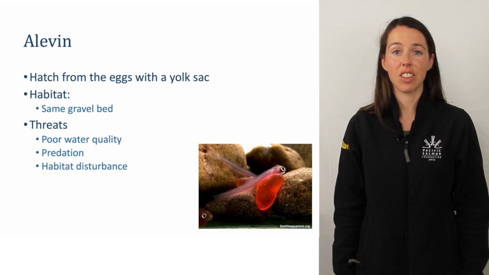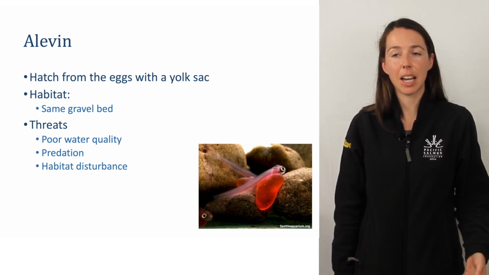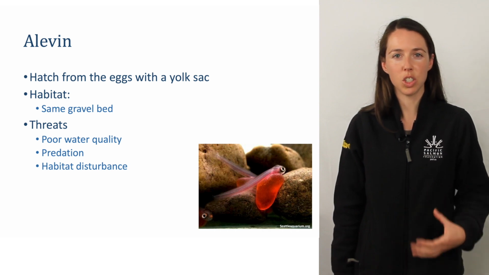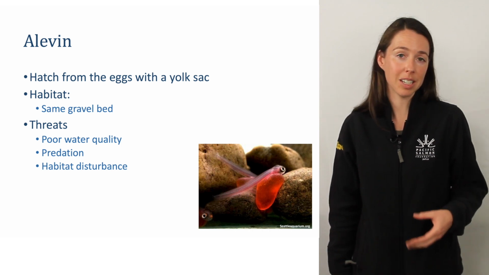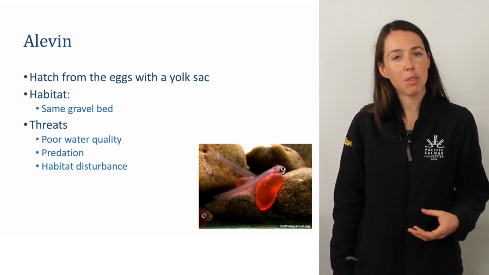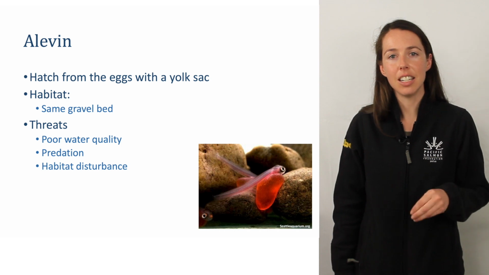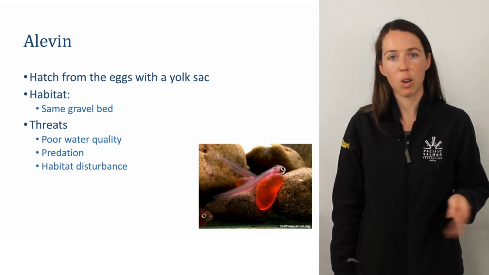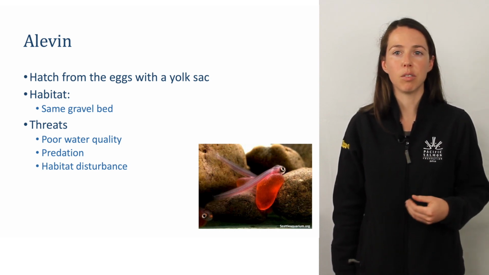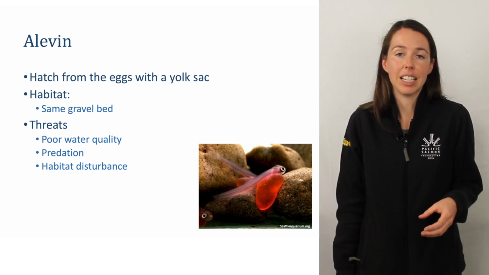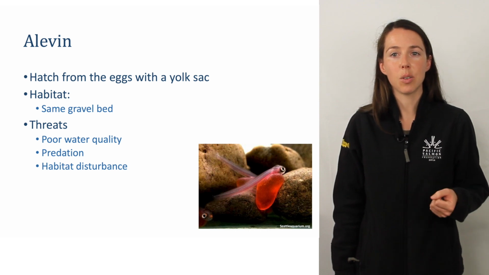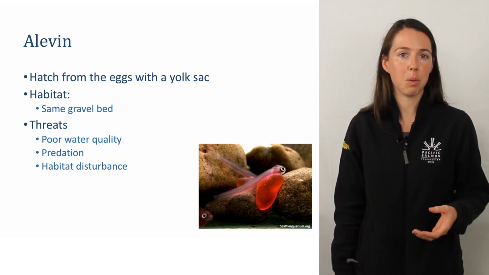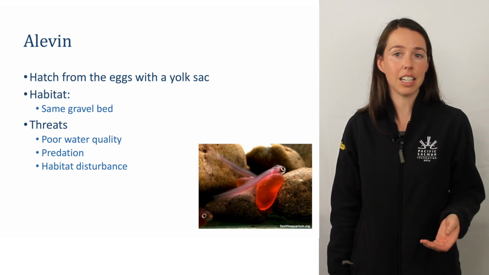So at this stage, they are called alevin. Alevin are what hatch from the eggs, and they come out with this large orange yolk sac attached to their bellies. This is their food source for the next 4 to 6 weeks. They can't feed for themselves, and so they stay hidden in the gravel, protected from strong flows or predators, feeding off of their yolk sac. The habitat is this same gravel bed where the eggs were originally laid, and so the threats are somewhat similar to what we experience at an egg stage.